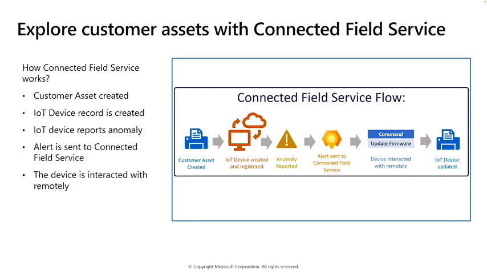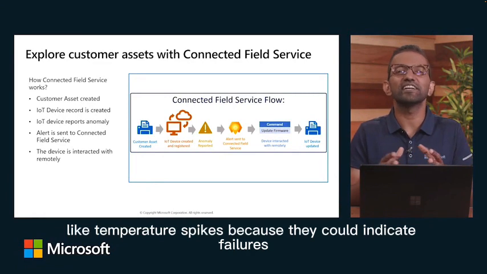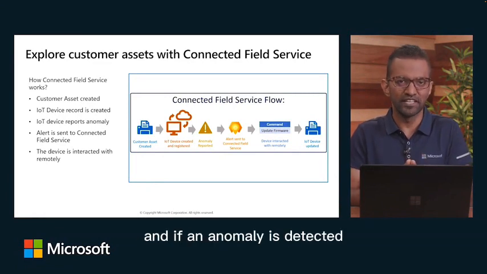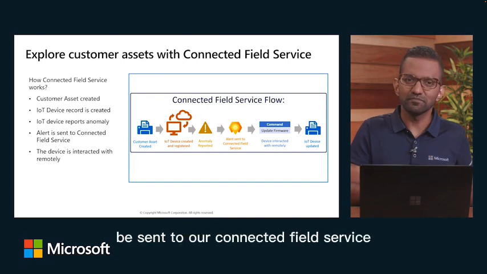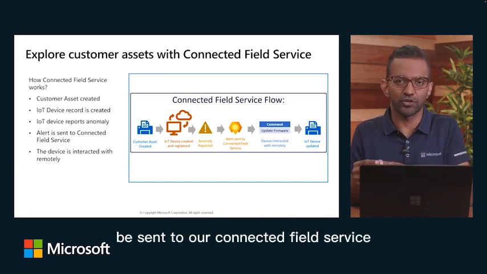The diagram on the right shows the Connected Field Services flow. First, an asset needs to be created. And then an IoT device record is created and registered to that asset. That IoT device will constantly monitor that asset and look for anomalies like temperature spikes because they could indicate failures. And if an anomaly is detected, an alert would immediately be sent to our Connected Field Service.